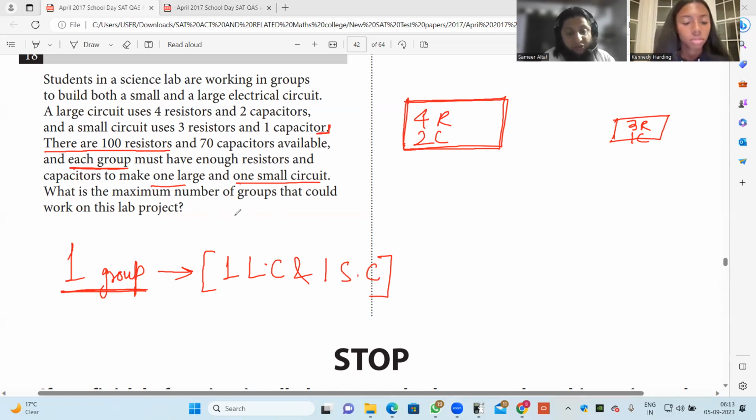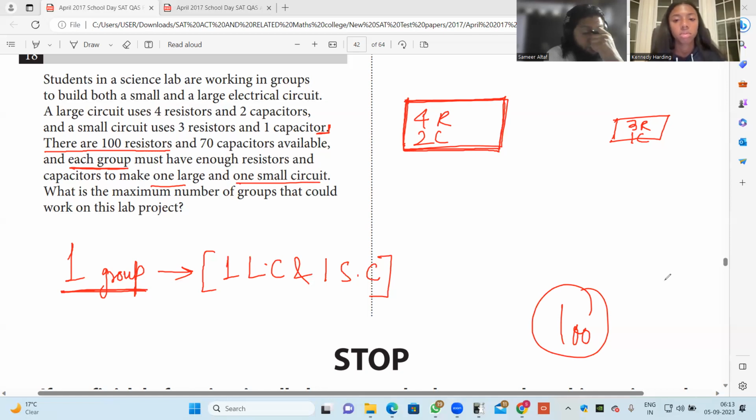So if we are having only 100 resistors, how many large circuits can we make? You can make out of 100, or is that split between the 2? Yeah, we have to understand. Okay, one large circuit is taking 4 resistors and 2 capacitors, and one small circuit is taking 3 resistors and 1 capacitor. So how many will be total resistors and capacitors for making 1 large and 1 small?